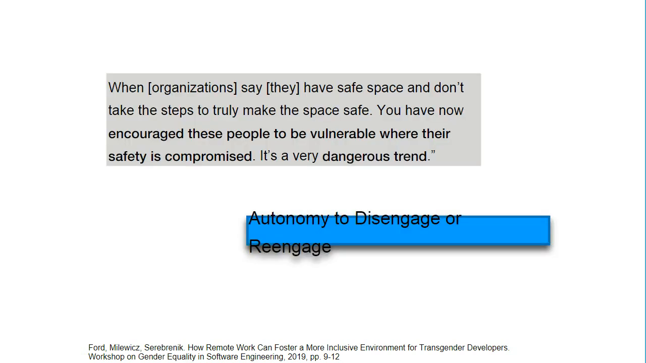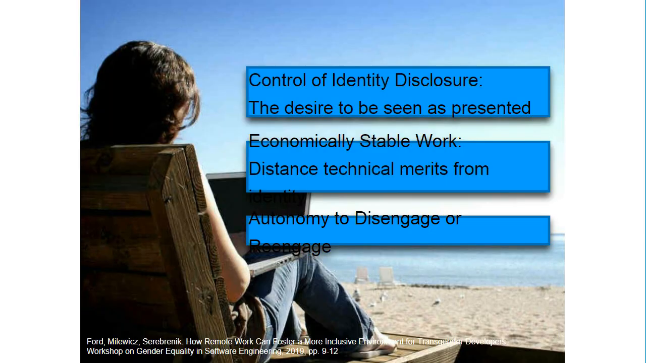And the third topic was related to autonomy to disengage and re-engage, meaning that if we are working online, as many software developers do, it's much easier to close a laptop and say goodbye as opposed to walk out of a company if you are working in the office. So, thinking about the three topics we have identified, the control of identity disclosure, economically stable work, and autonomy to disengage, they are essentially possible because software developers tend to work remotely, at least many of them.